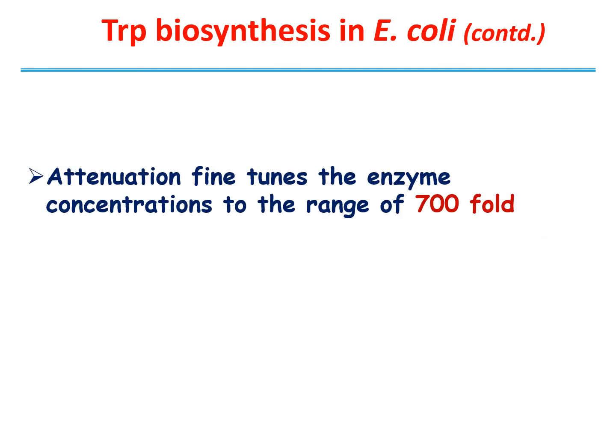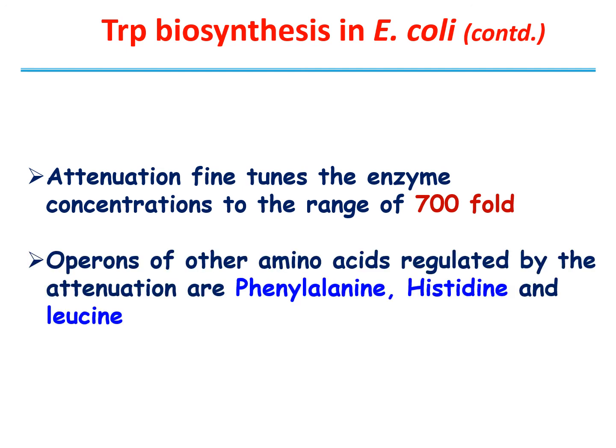To sum up, we need to appreciate the significance of the attenuation. Attenuation fine-tunes the enzyme concentrations of the tryptophan operon to the range of 700-fold. This is a massive amount of fine-tuning of the regulation. This means that the slightest higher or lower concentrations of the tryptophan should be able to regulate the tryptophan operon. There are examples of other amino acids as well which are regulated by the mechanism of attenuation. These are phenylalanine, histidine, and leucine.